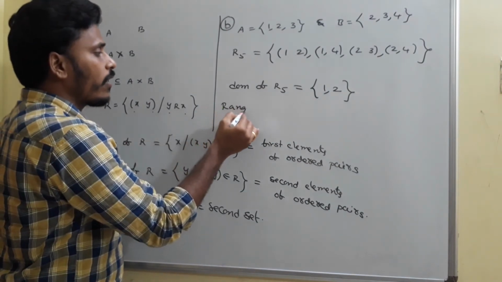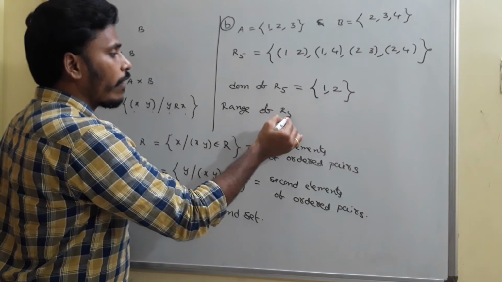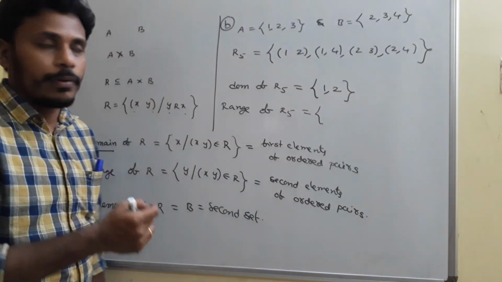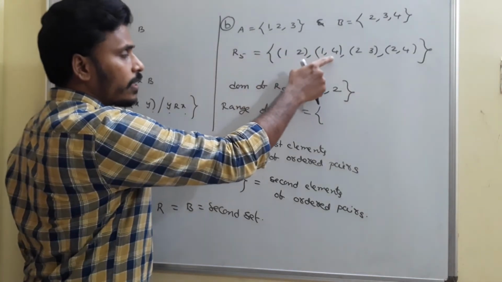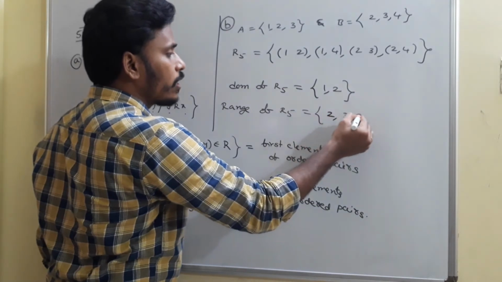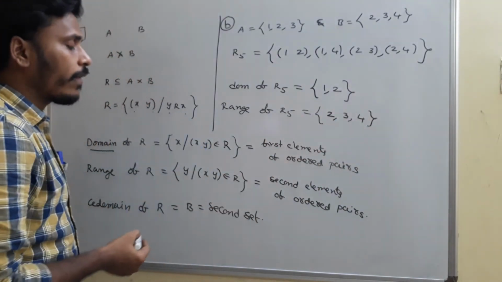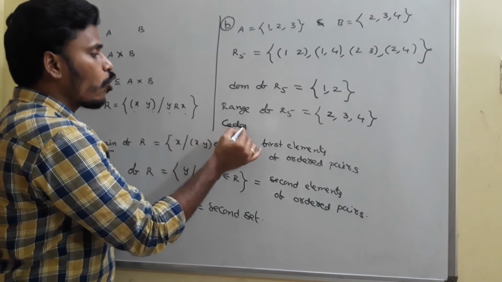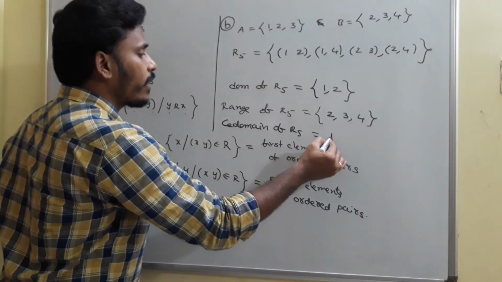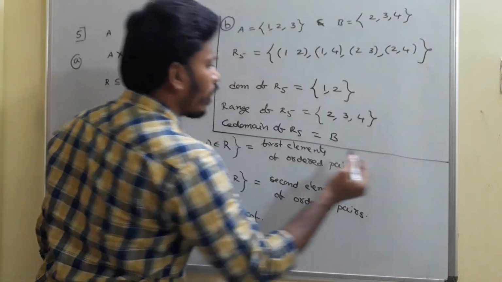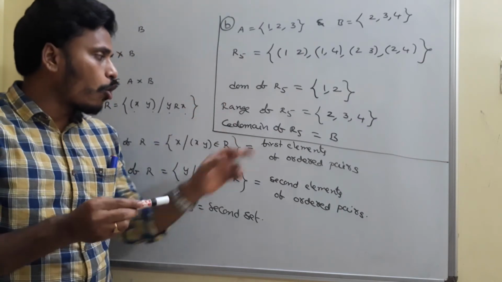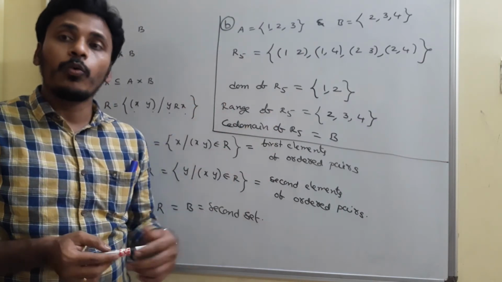Whereas what is the range of R5? The range of R5 is the second elements of the ordered pairs. Here the second element is 2, here 4, here 3. So the range of R5 is 2, 3, 4. Then what about the codomain? Codomain of R5 is directly the second set B. What is B? 2, 3, 4. For this particular example, the codomain is equal to the range, but it won't happen every time.